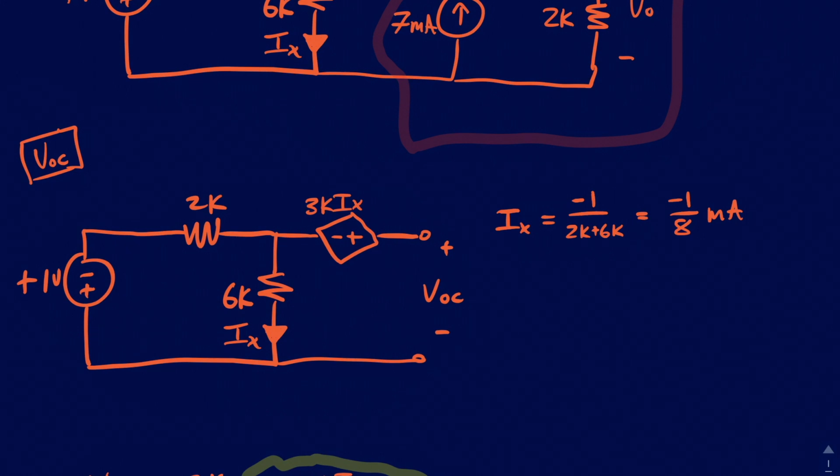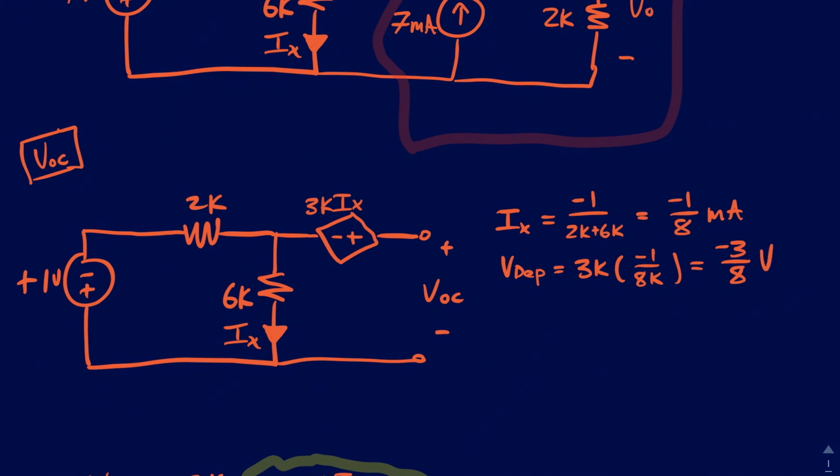Once we find IX, we then know what the dependent voltage source voltage is going to be. So if we say V dependent, that's just going to be equal to 3K times IX, which in this case we found to be minus 1/8, and that's going to give us minus 3/8 volts.